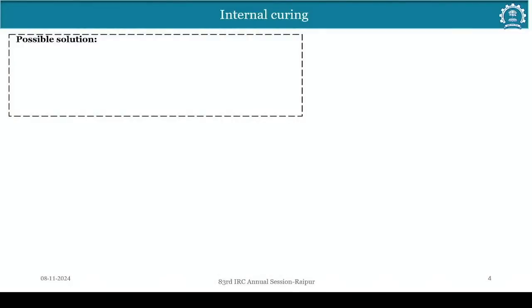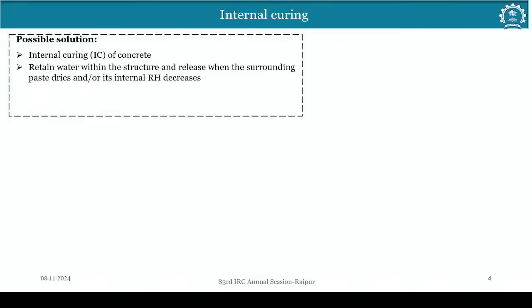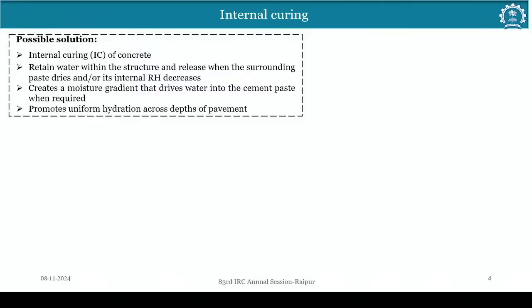One of the possible solutions is internal curing in concrete pavement. Now what is this internal curing? Internal curing basically retains water within the structure and releases it when the surrounding paste dries or when the relative humidity decreases. So it will create a moisture gradient that drives water into the cement paste, and it will drive it only when it is required. So it will provide uniform hydration across the depth of the pavement.